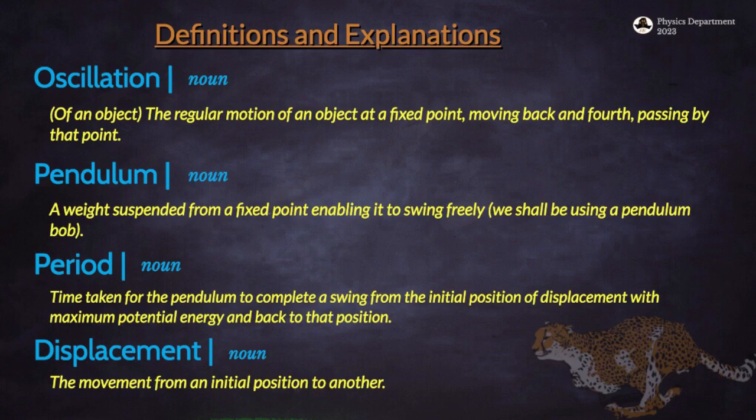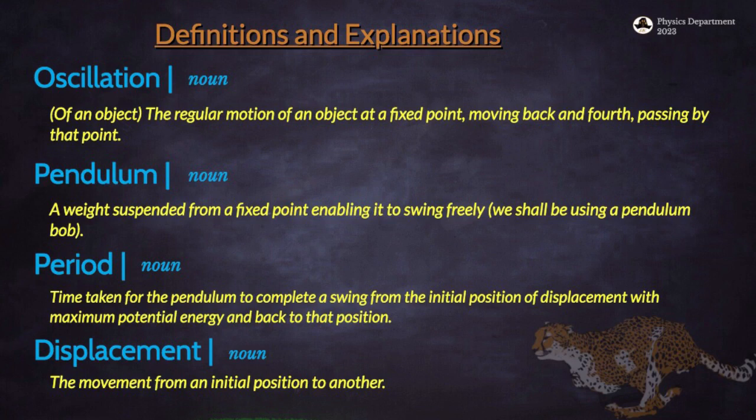We are going to define the oscillation, which is the regular motion of an object at a fixed point, moving back and forth passing by the point. It starts at rest vertically, as you're going to see later with the example that we're going to look at. It starts in a vertical position. It's stationary, suspended, the pendulum. I'm talking about the pendulum.